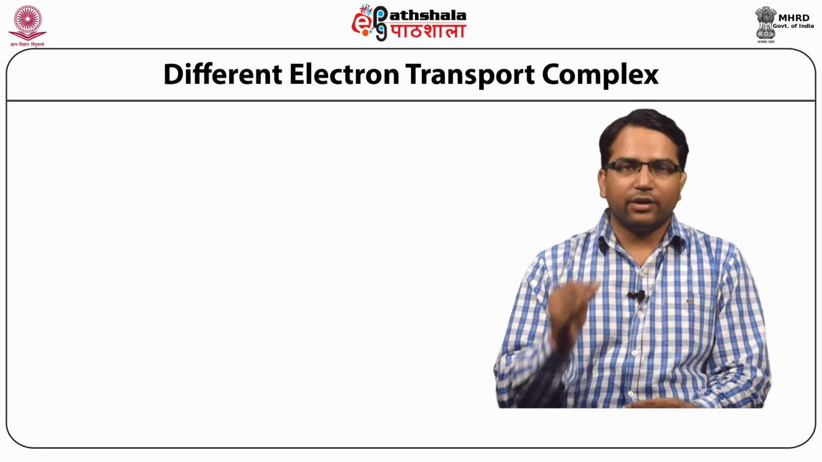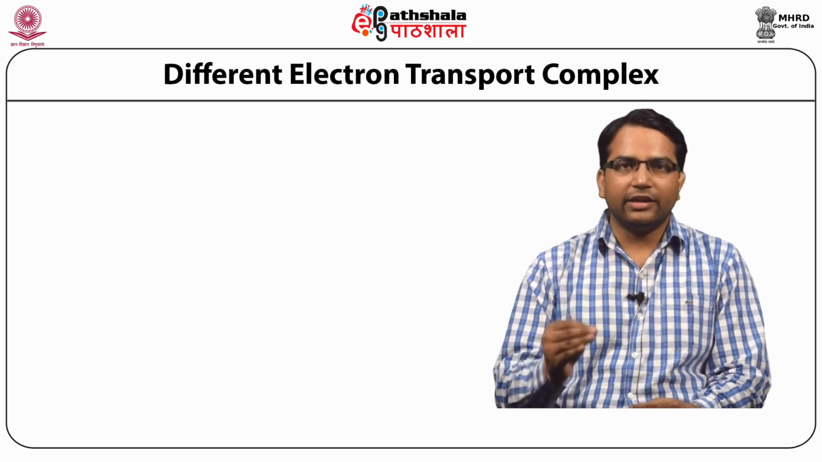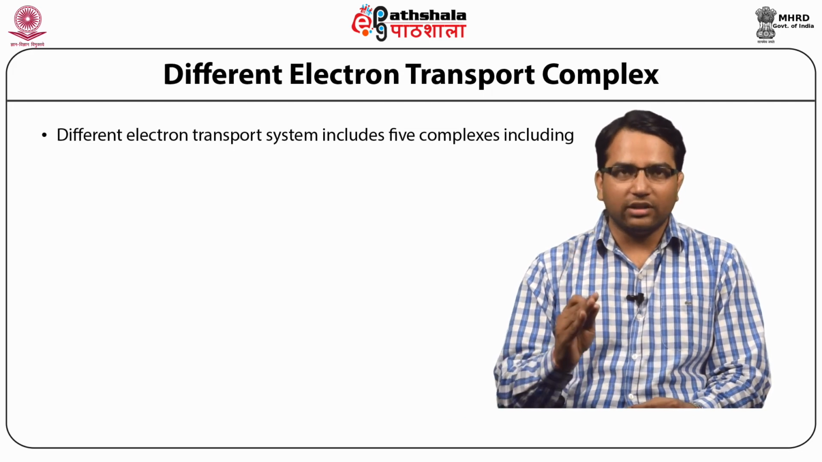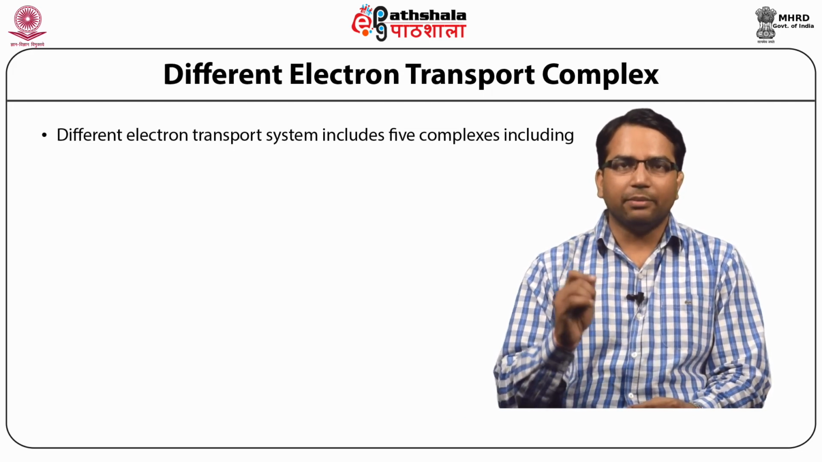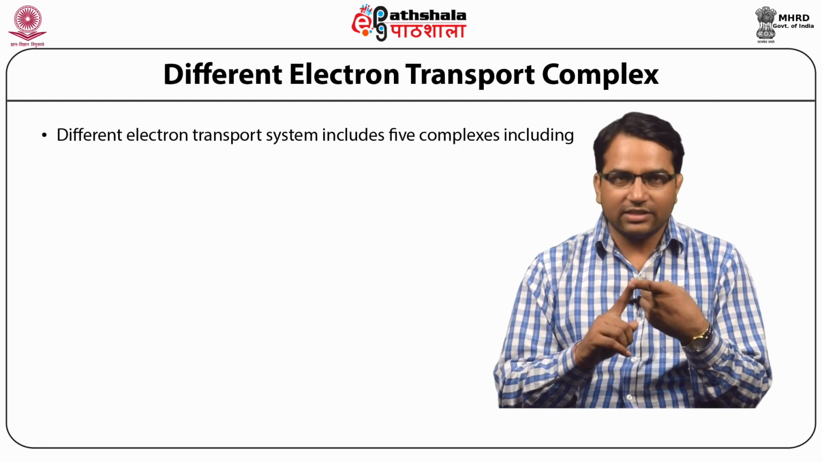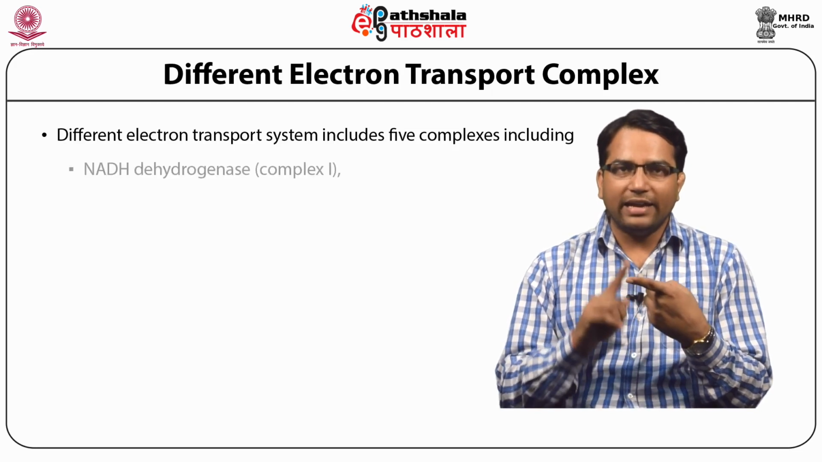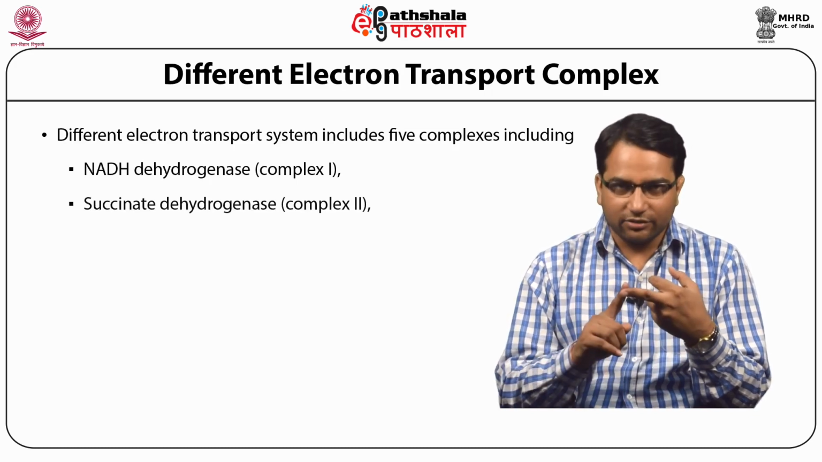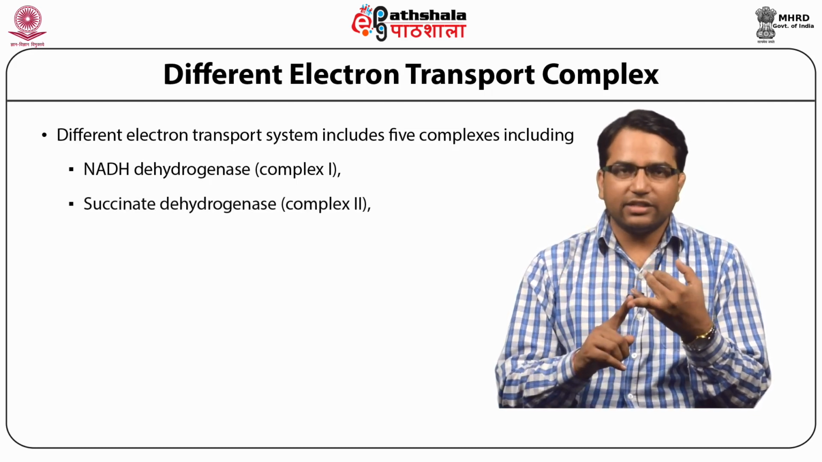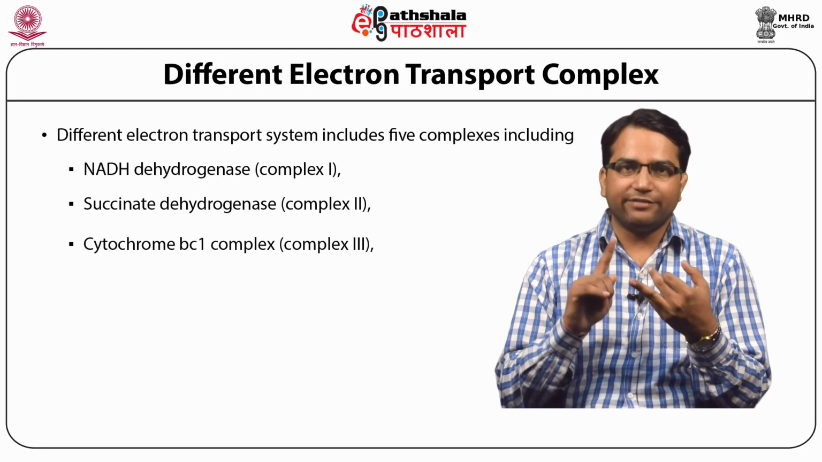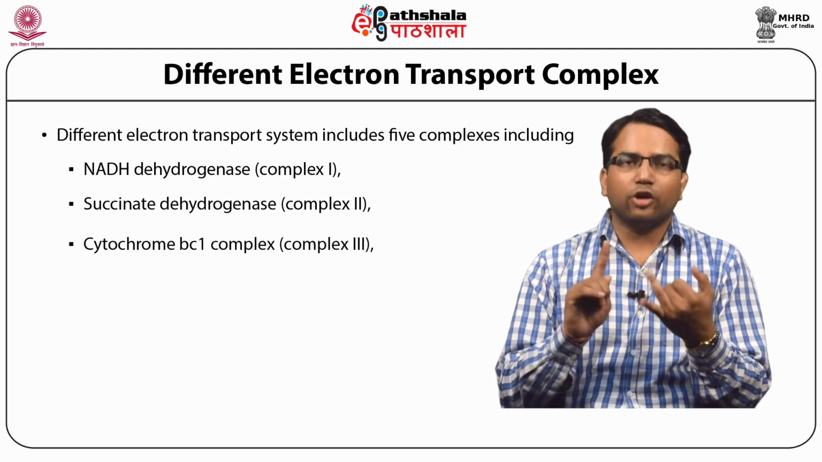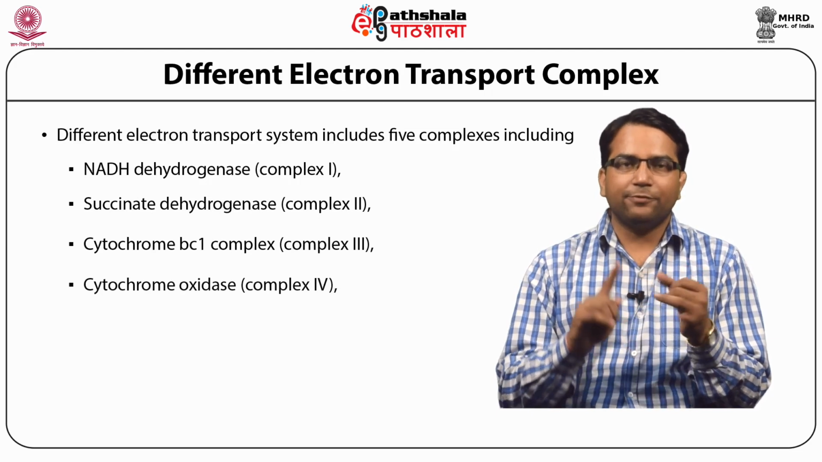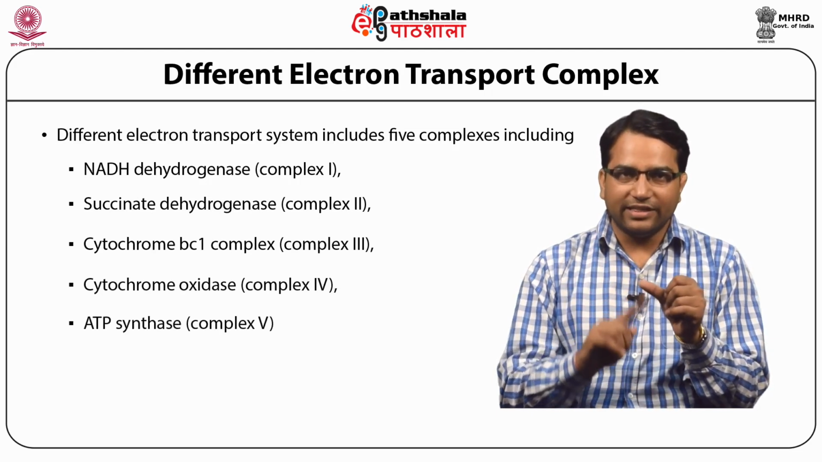When you are talking about the mitochondrial inner membrane, there are 5 complexes found in it. The first complex is known as NADH dehydrogenase. The second complex is known as succinate dehydrogenase. The third complex is known as cytochrome BC1 complex. The fourth complex is known as cytochrome oxidase, and the fifth complex is known as ATP synthase.